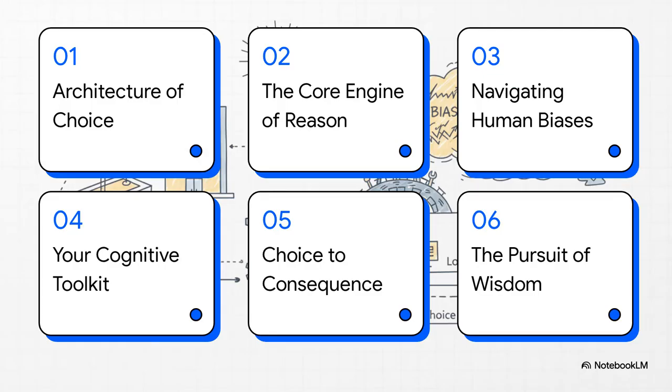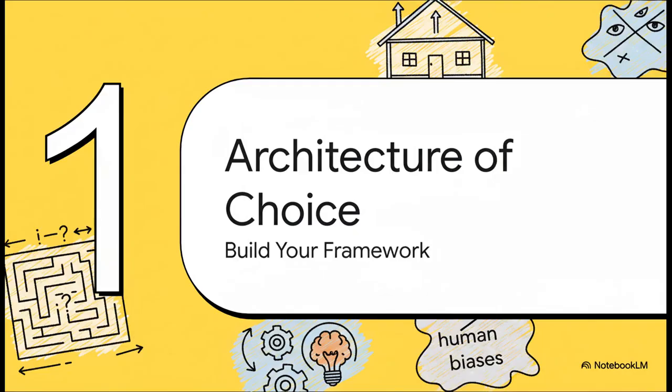So here's our game plan. First, we'll talk about what choice architecture even is. Then we'll build its foundation with the core engine of reason. After that, we'll tackle the tricky stuff, like our own biases, and then we'll get into the cognitive tools you can use. We'll follow a choice all the way to its consequence, and we'll finish up with the ultimate goal, the pursuit of wisdom. All right, let's dive right in.